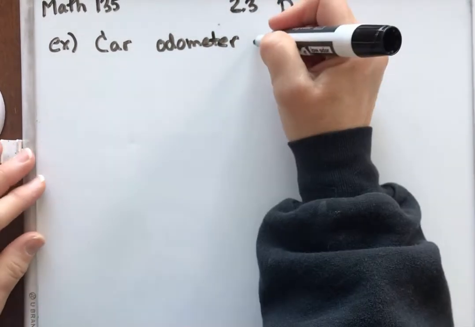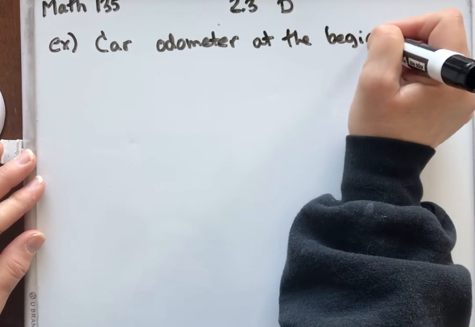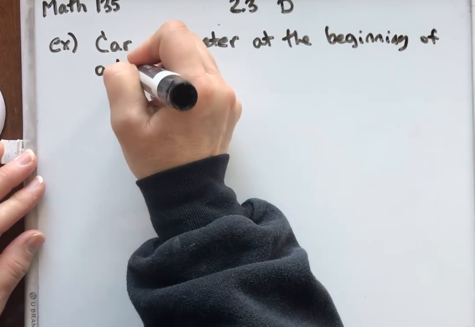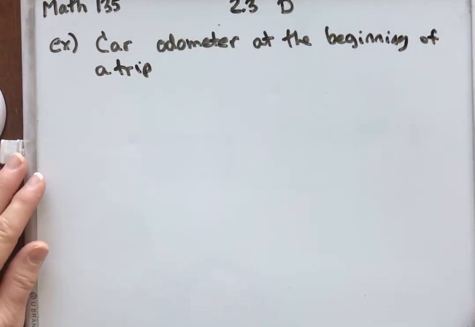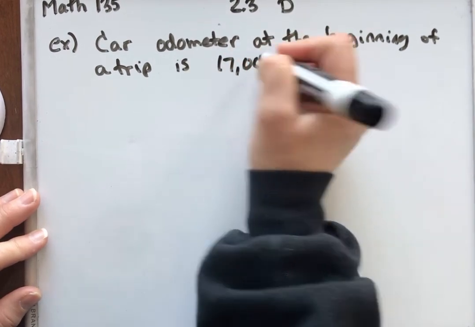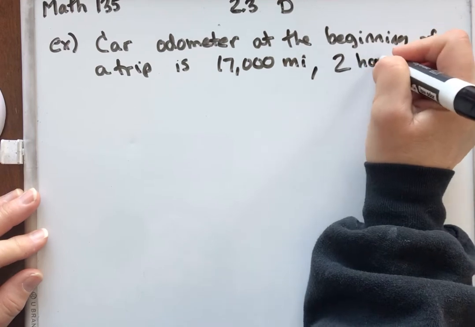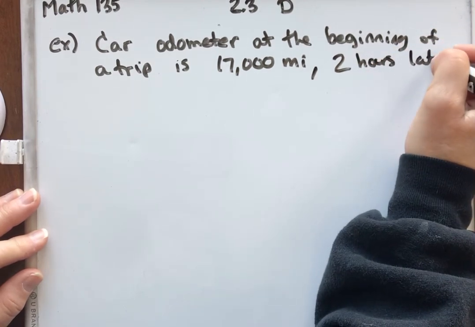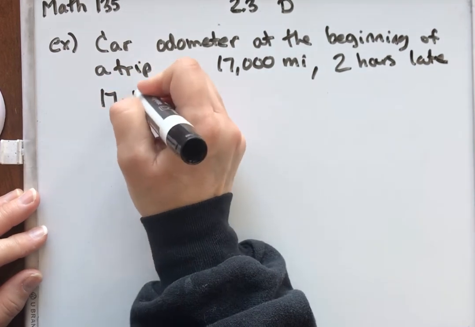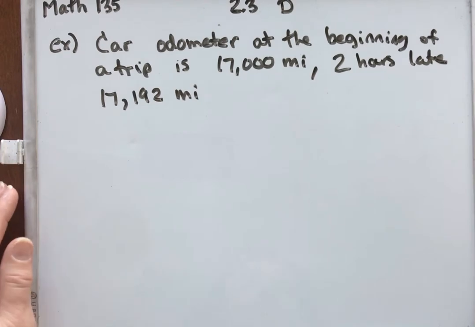At the beginning of the trip, the car odometer is 17,000 miles. So it's a relatively new car. Two hours later, the odometer reads 17,192. So it's gone 192 miles.